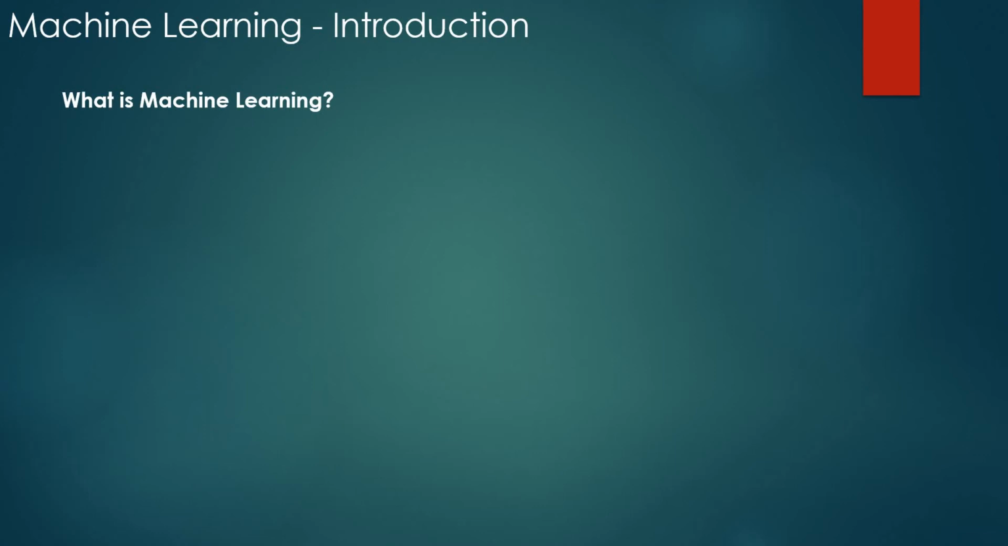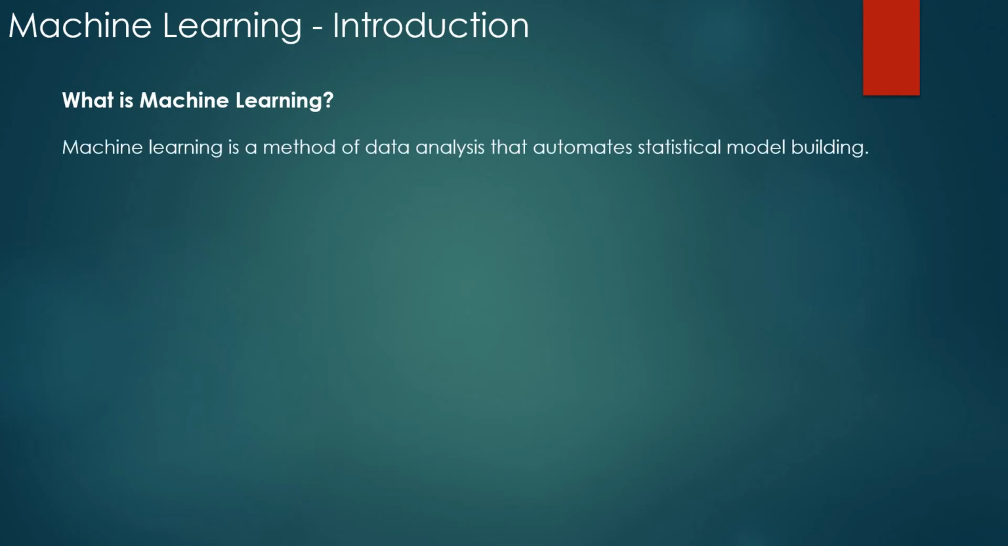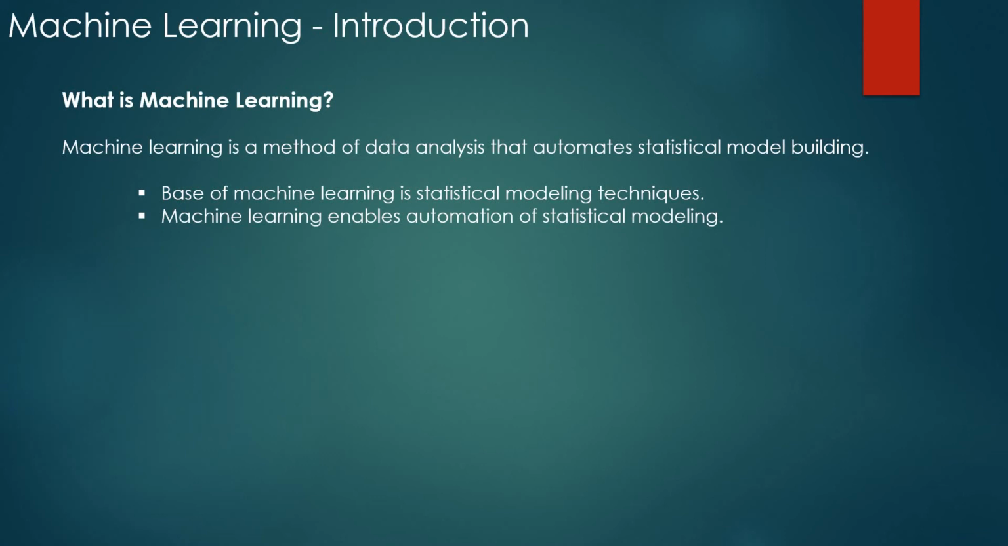Then once we understand machine learning a little bit deeper, we will go for what industry definitions are available for machine learning. So machine learning is basically a method of data analysis that automates statistical model building. So the base of machine learning is basically statistical modeling techniques. As we all know, statistical modeling is a very old concept, and machine learning under the hood is using statistical modeling techniques, but it is automating those techniques to solve some of the interesting real life problems.